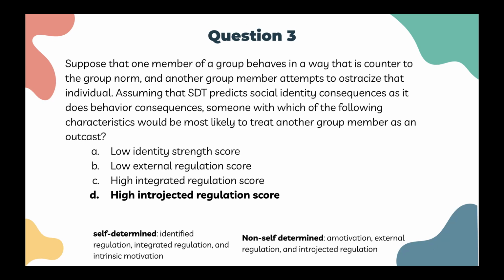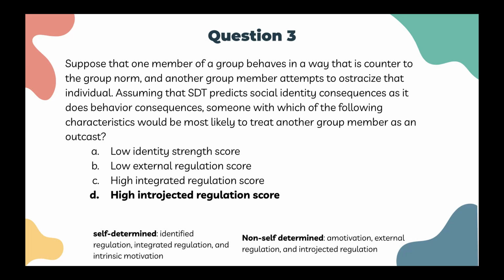Someone ostracizing another group member for going against the group norm is a negative consequence of social identity. The passage stated that negative consequences of social identity are likely to be brought on by non-self-determined motivations, which include amotivation, external regulation, and introjected regulation. So a high introjected regulation score could lead to this negative social identity consequence.